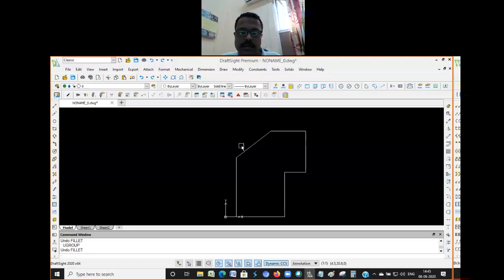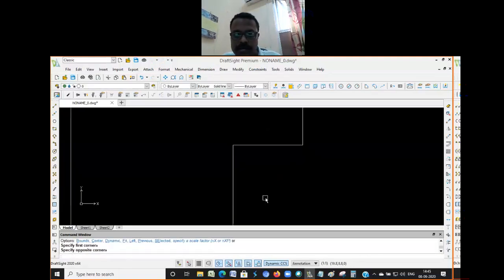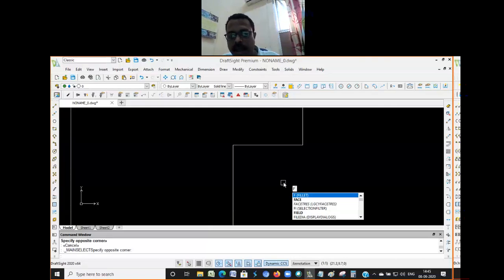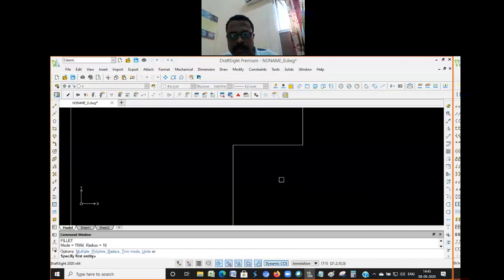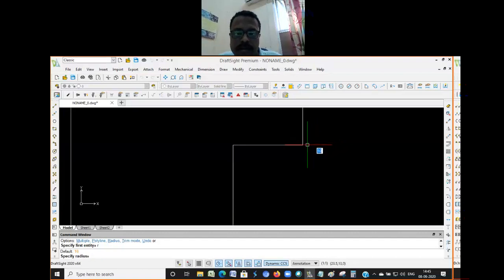Okay, I will zoom it and then show it again. So suppose I want to make a smooth curve here in this corner. For that, I am going to use the fillet command. I will simply type F or Fillet. Enter. You want to check the radius, type R. It says the default radius is 10. I cannot use 10 millimeter radius, because it will be more than this length of the line. So I have to use a smaller radius.